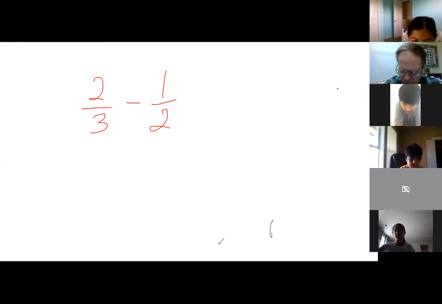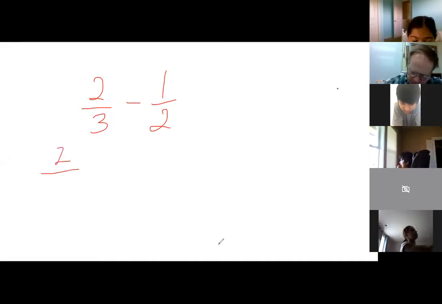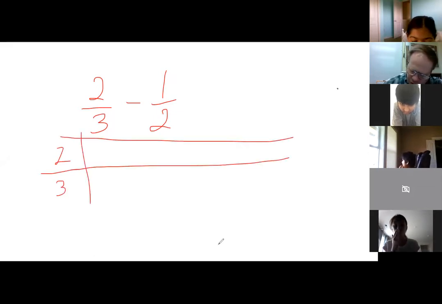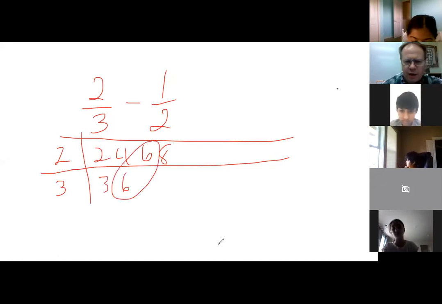So the proper way is to find the common denominator, which in this case is 6. If you look at your 2 and your 3 and do your lowest common multiple, it would be 2, 4, 6, 8, and then 3 would be 3, 6, and you see 6 is your lowest common denominator.